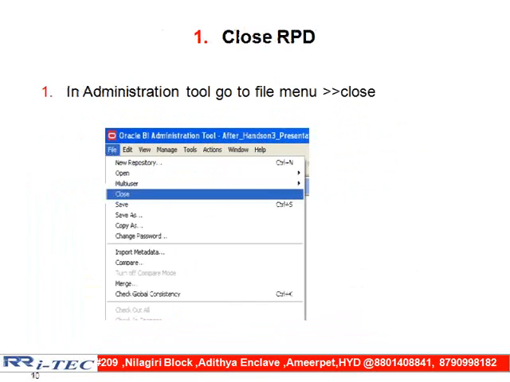So we have these 6 steps. First step is what, sir? Closing the RPD. We are going to the File menu, then we are going to close the RPD.